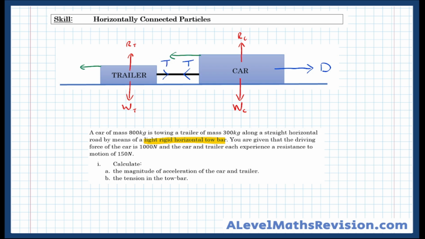If it wasn't rigid, if it was elastic, for example, a bit like a bungee cord, then the car and trailer could be travelling at different accelerations and different speeds. Not the case here. Both are travelling with the same acceleration and the same speed. Okay, so we're being asked to calculate the magnitude of the acceleration of the car and the trailer. Both will be the same for the reason I've just given. And the tension in the tow bar.